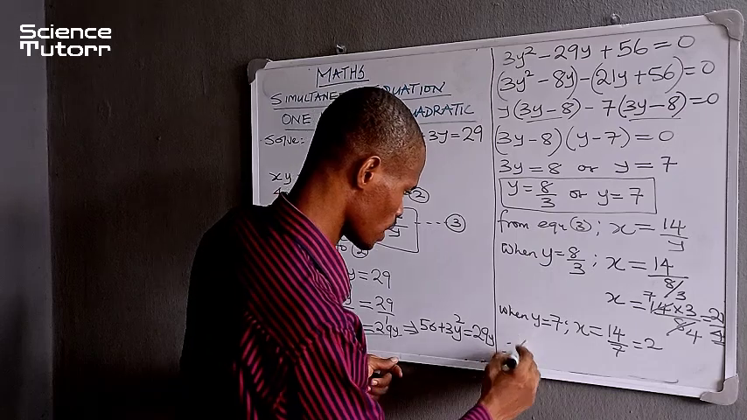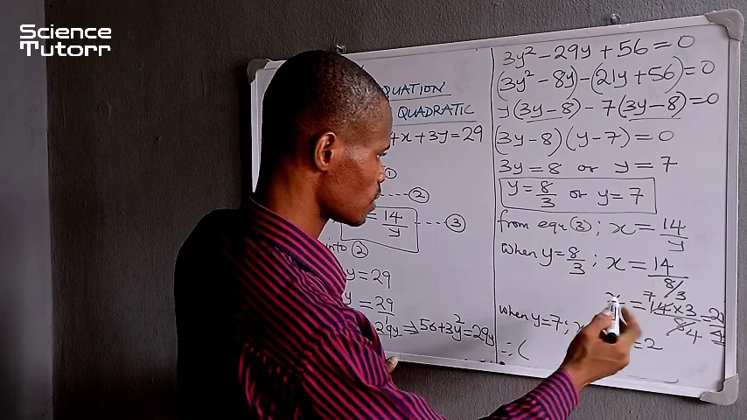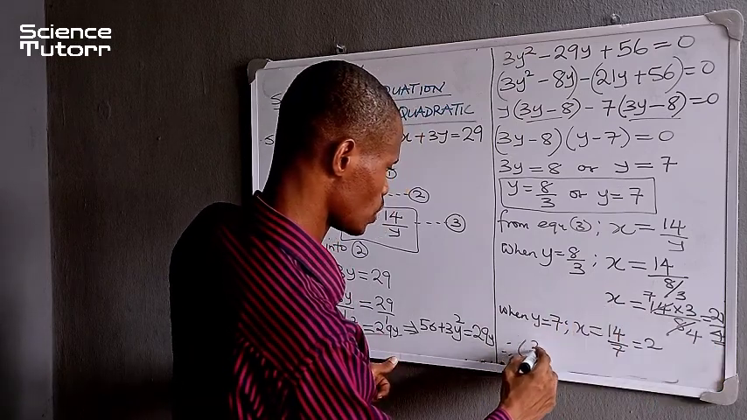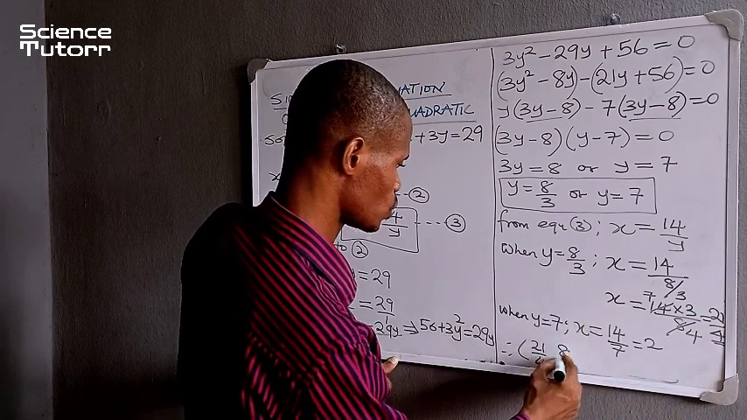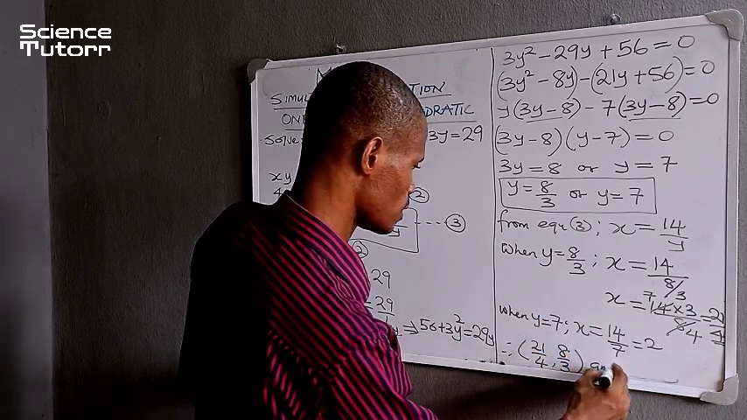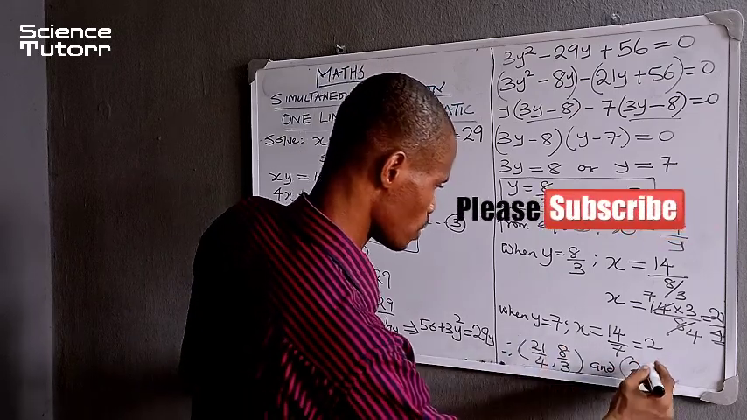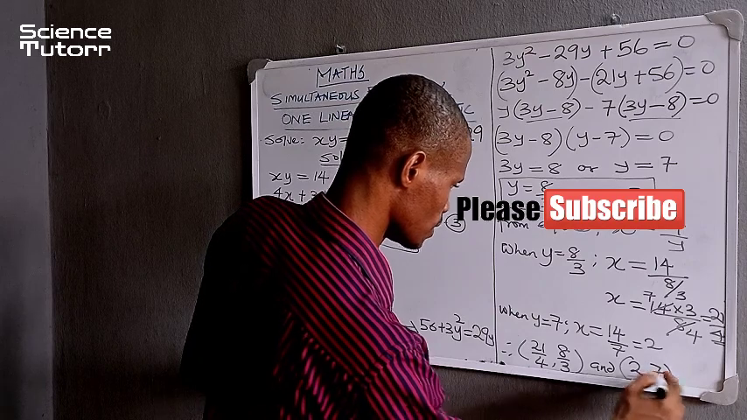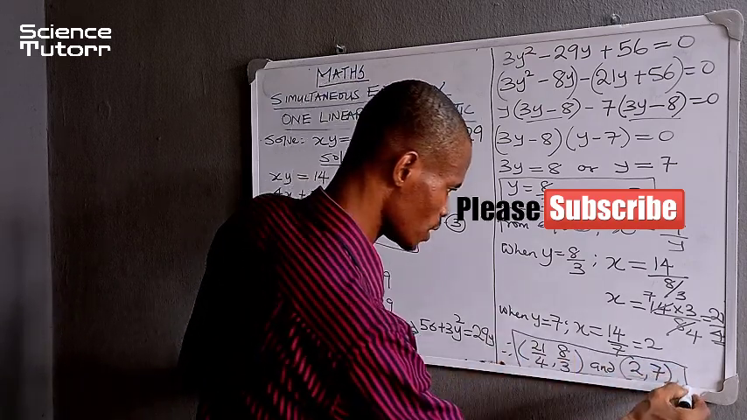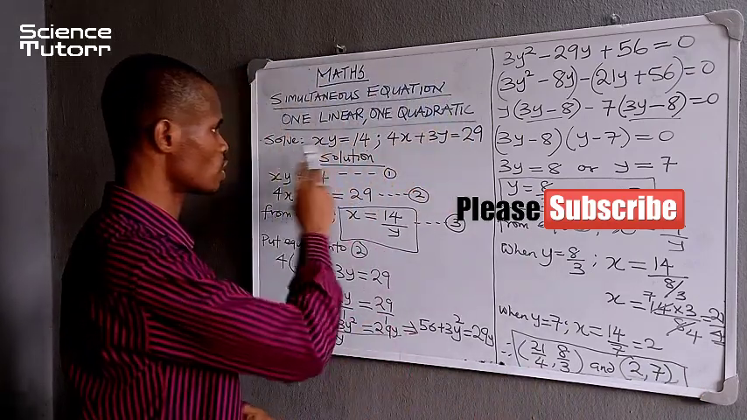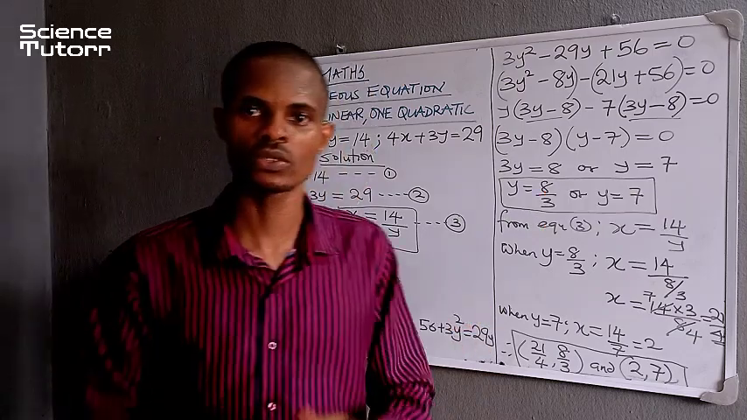So therefore, my solutions will be, in the first case, x is 21 over 4 when y was 8 over 3. And then we also have the second case, x is 2 while y is 7. So we have been able to establish the roots, the solution to these equations. I'm sure this is self-explanatory and clear to us.